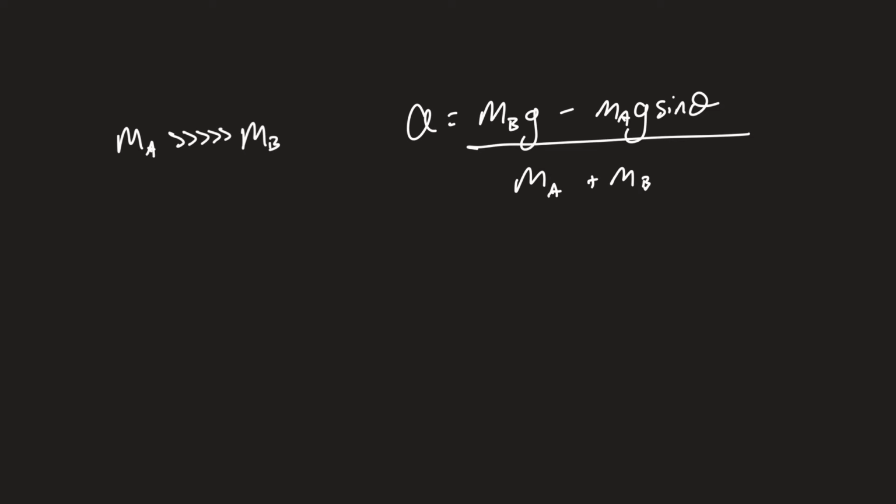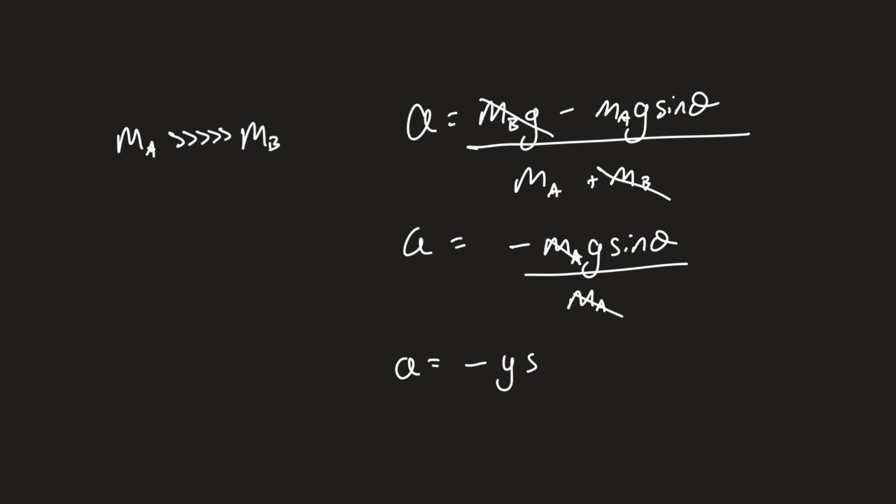All right, so for this one, if mass A is a lot larger, we can effectively ignore mass B, these terms here. So we can just cross those out, and we get something a little bit more interesting. We get minus mAg sine theta divided by mA. Masses cancel out, which is cool. And we get minus g sine theta. Let's interpret what this means.